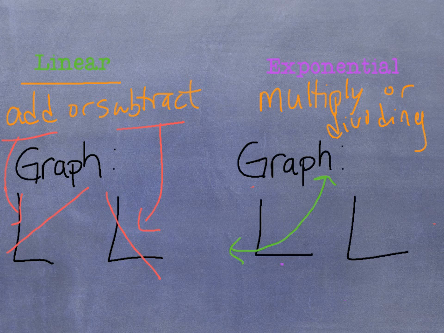So if I'm getting bigger, if I'm multiplying, it's going to look like this, or if I'm getting smaller, it's going to look like this. So notice that it's not a straight line. You are not changing in the exact same way like you are in a linear equation, but you're going up faster or you're going down faster.